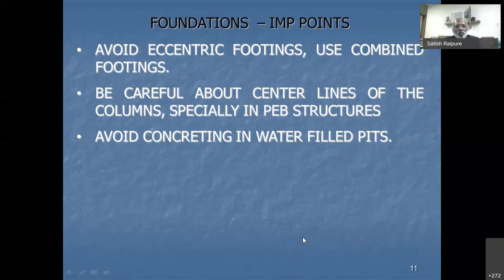You should always use a low water cement ratio in concreting of water filled pits. And while concreting, and even after concreting, till the concrete gets settled, you should drain out the water from a particular sump constructed in that area or by the side of the footing, but never ever put the dry mix in the footing.